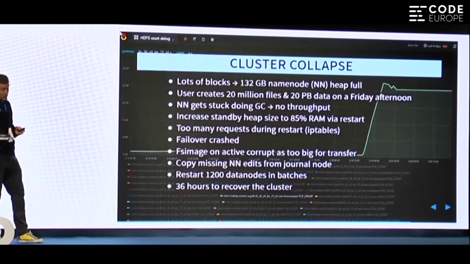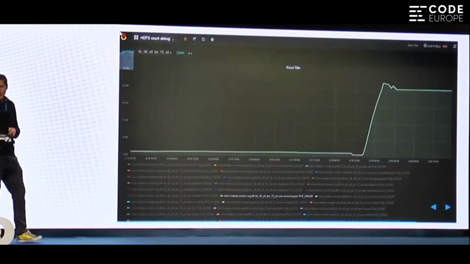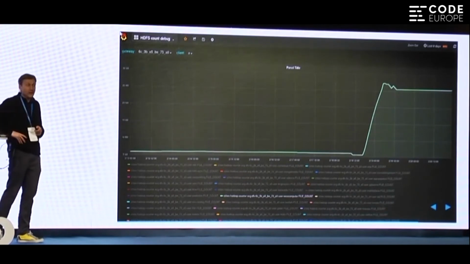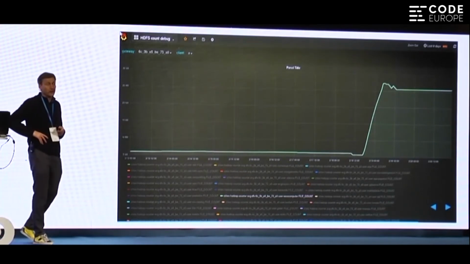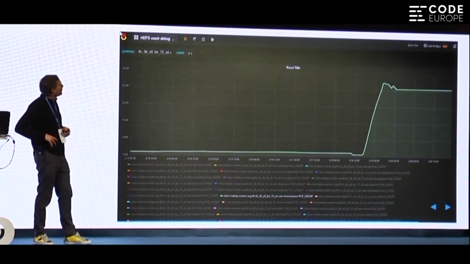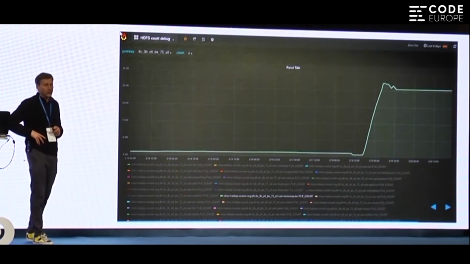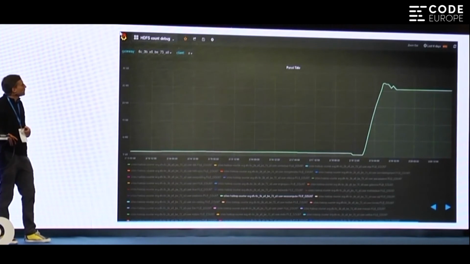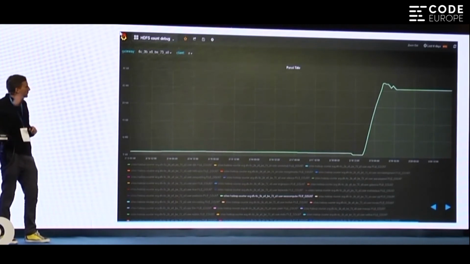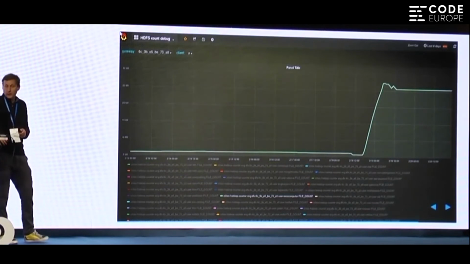And we learnt that we needed a bigger name node. So you can see the graph of what one of the users did to us Friday afternoon. This was actually an intern who had just come in to work for the company. I think he'd been there for about a week, and he ran a job on the production cluster using the production quota because that's what people said everybody does, and he got it slightly wrong and he created 20 million files.